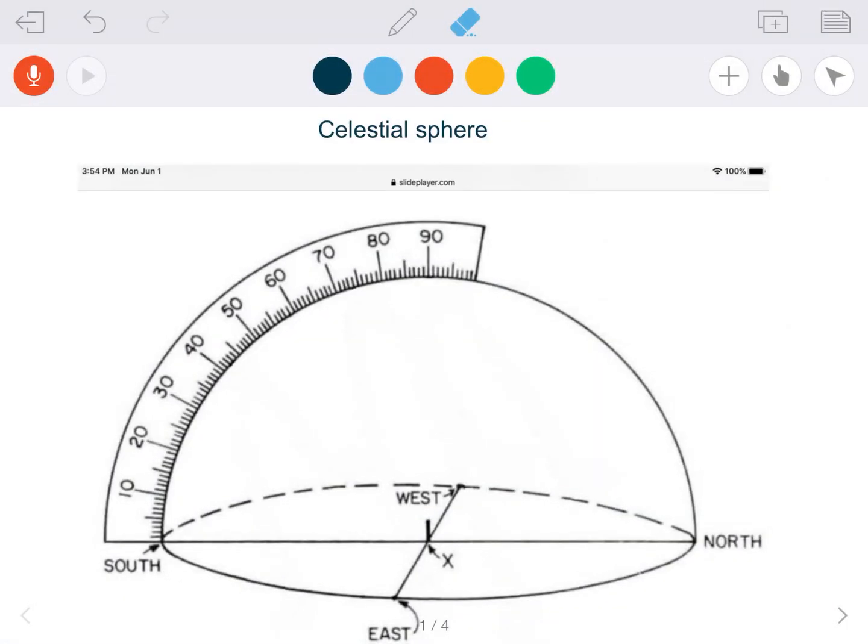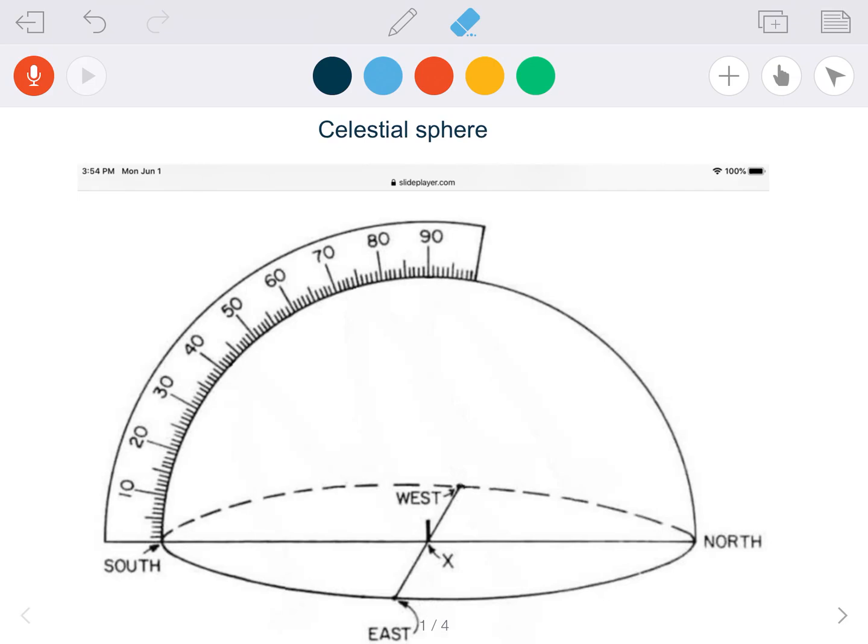Hi, it's Mr. Jensen. Today I'd like to go over the celestial sphere and where the sun will be located at 12 noon, at sunrise and sunset for each season. And by season, I mean the very beginning of it. So the summer solstice, winter solstice, and then the fall and spring equinoxes.